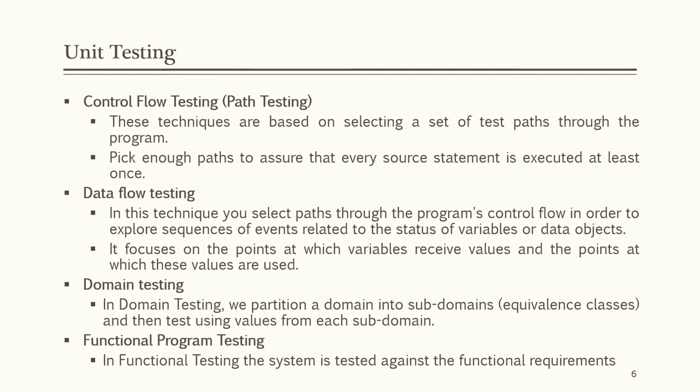Control flow testing or path testing. These techniques are based on selecting a set of test paths through the program. Pick enough paths to ensure that every source statement is executed at least once. Then data flow testing. In this technique, you select paths through the program's control flow in order to explore sequences of events related to the status of variables or data objects. It focuses on the points at which variables receive values and the points at which these values are used.